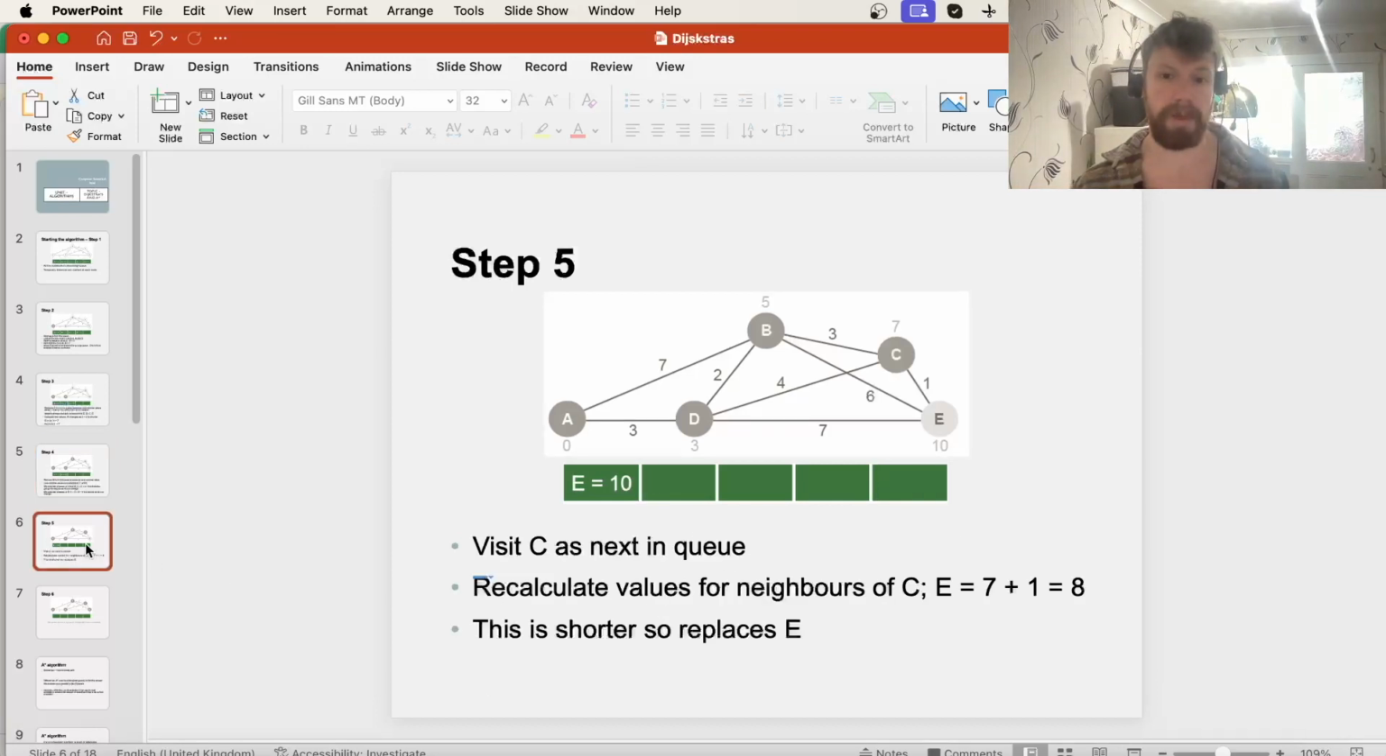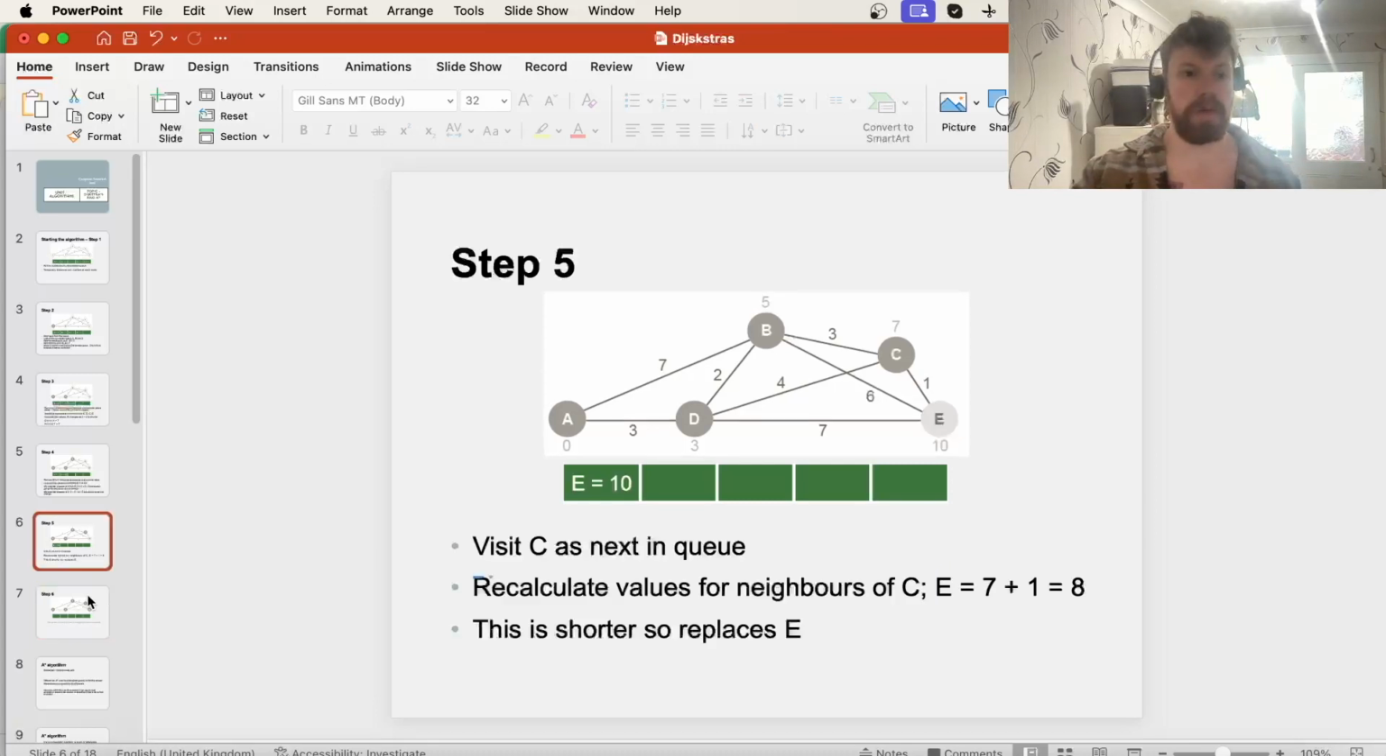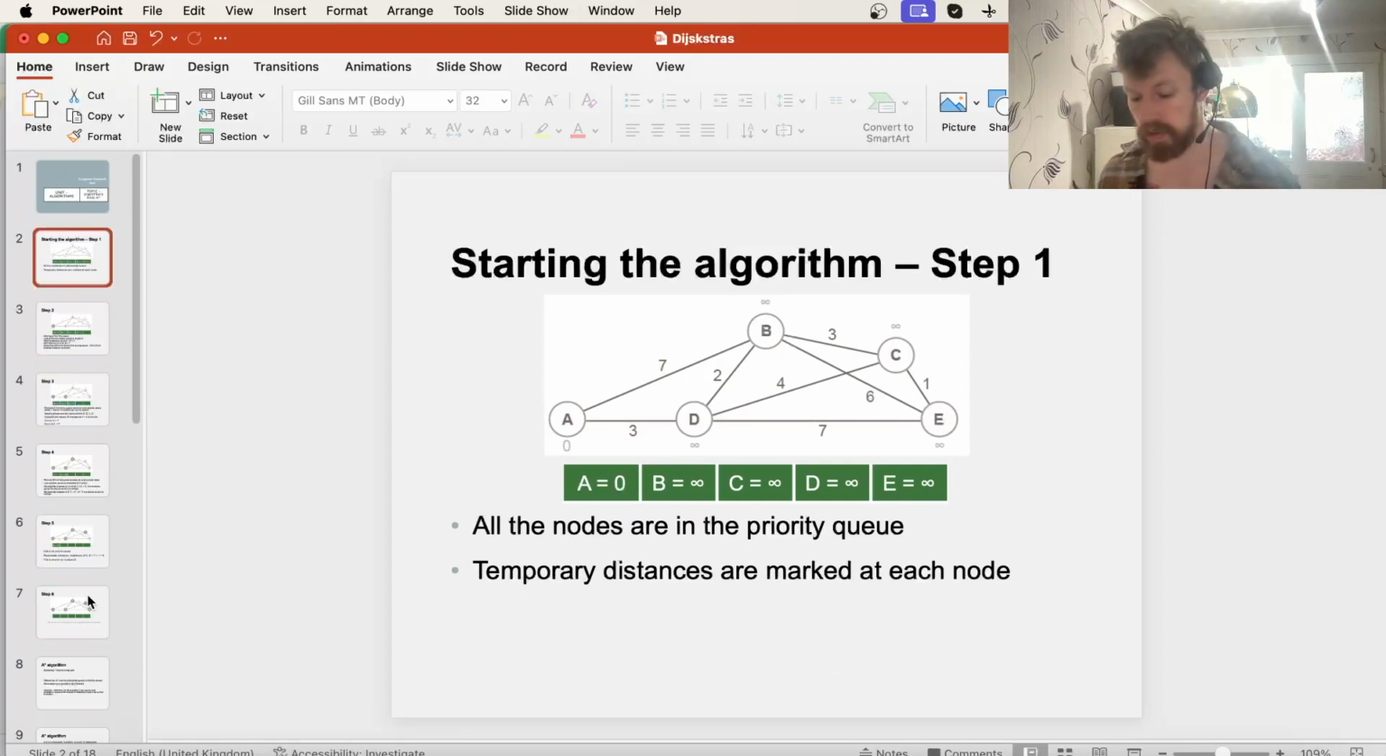And then we take C off, because obviously we want to see if going through C is going to be a slightly shorter route to E than any of the others. So again, we just run the check. It's going to be 3 plus 4 plus 1, or 7 plus 1, which is going to be 8. This is a shorter route than going 3 plus 7, which was 10. So we replace that value for E. E is now going to become 8. And then we've done the search. Going through all of those different steps is just about visiting the nodes that are connected, and working out the shortest possible routes.